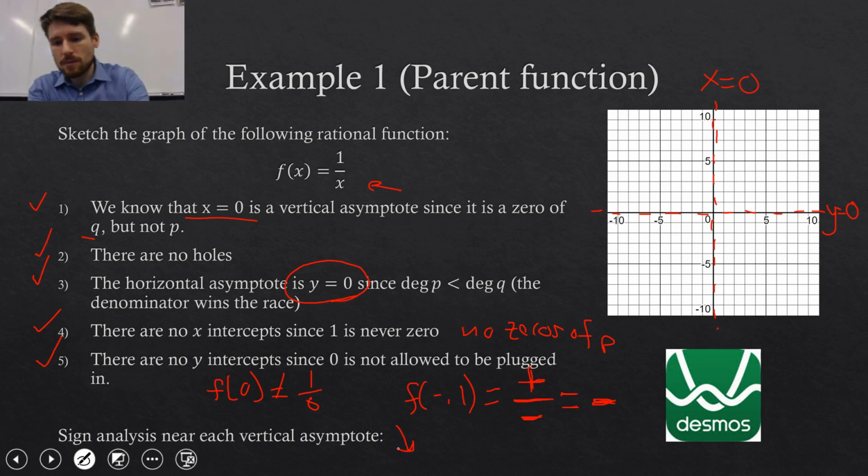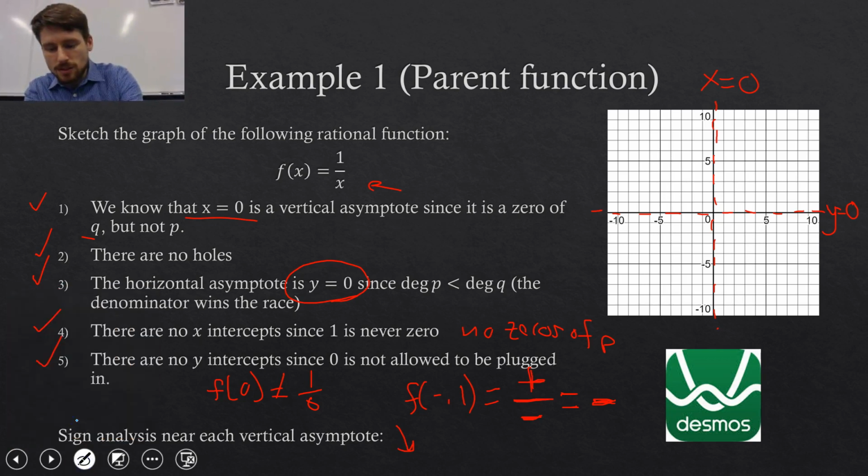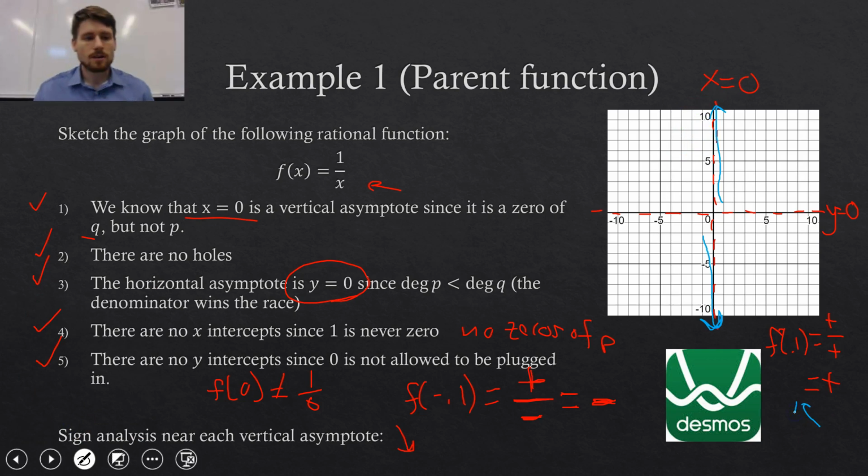So we can sketch that in. To the left of 0, I'm going to use a different color entirely to do this. To the left of 0, it's going down to negative infinity. So we know that because of this sign analysis. And then we can do the same thing to the right of 0. So if we were to look at f of 0.1, well, we have a positive on top and a positive on bottom, and the result of a positive divided by a positive is a positive number. And so we know it's going up to infinity on the right side of 0.